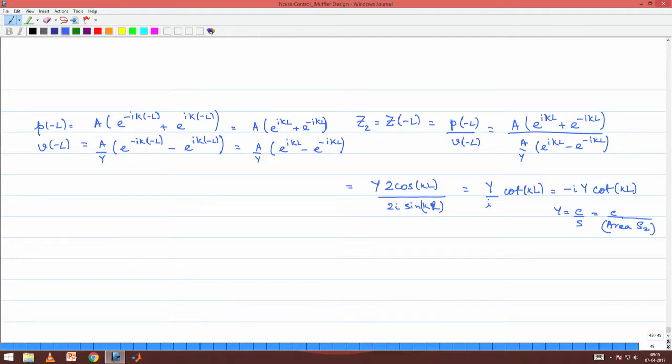So, with that correction I could find the impedance of my bypass line. The impedance of the bypass line will be given as minus i Y cot k L.